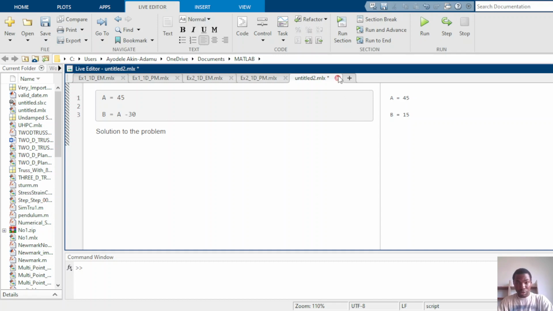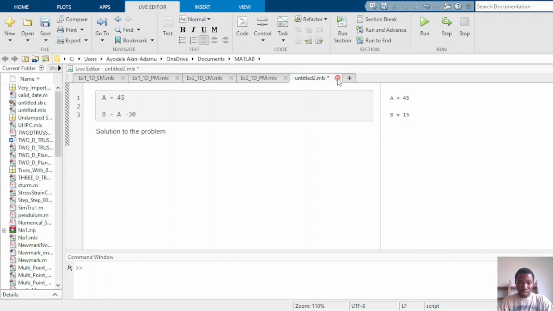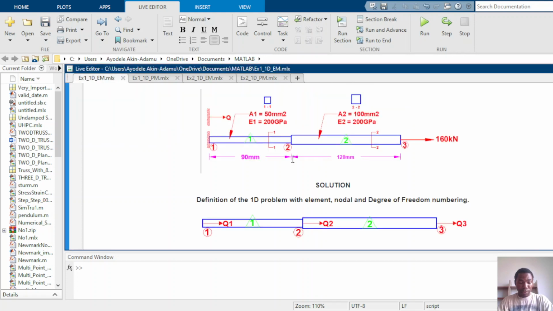So now I'm going to close this live script because I'm not actually going to use it. I have already written my MATLAB code for our one-dimensional problem, which I solve using the elimination method. So I am going to explain each line of code in this live script for solving our problem. This is actually an image which I copied and pasted in this live script environment.